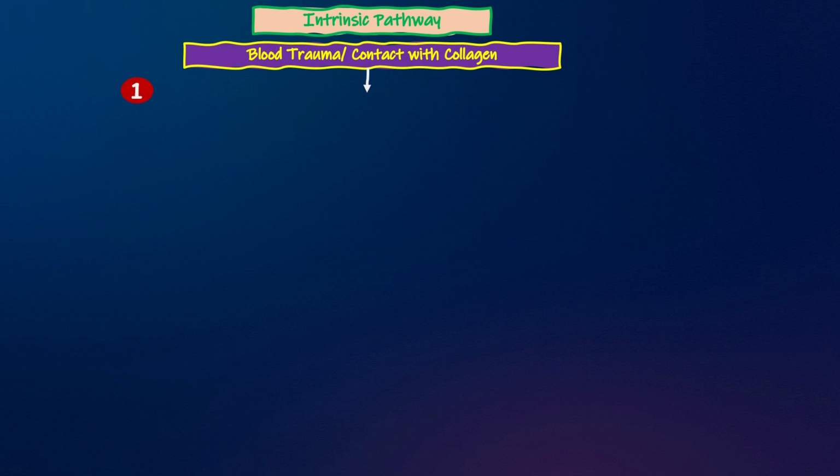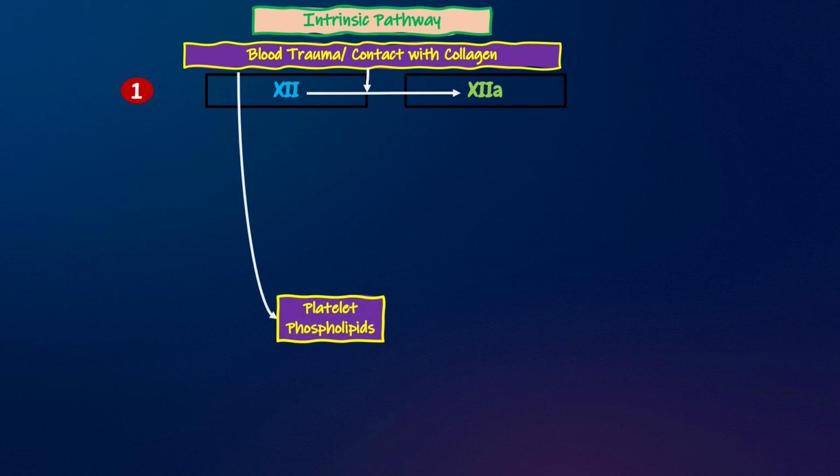In the first step, blood trauma causes activation of factor 12 and release of platelet phospholipids. Trauma to the blood or exposure of the blood to vascular wall collagen alters two important clotting factors in the blood, factor 12 and the platelets. When factor 12 is disturbed, such as by coming into contact with collagen or with a wettable surface such as glass, it takes on a new molecular configuration that converts it into a proteolytic enzyme called activated factor 12.